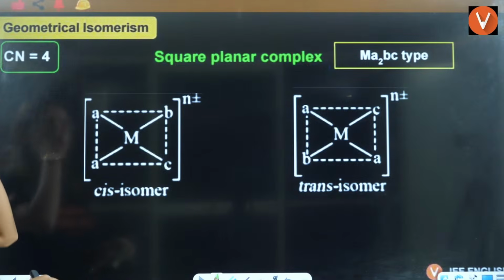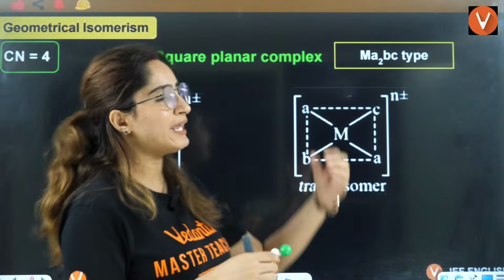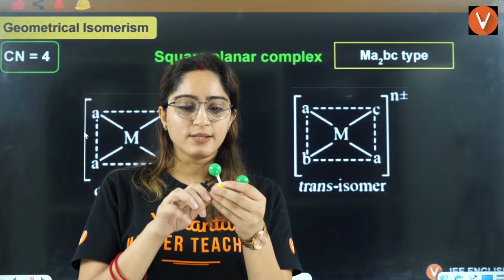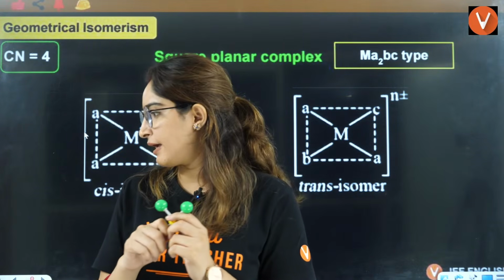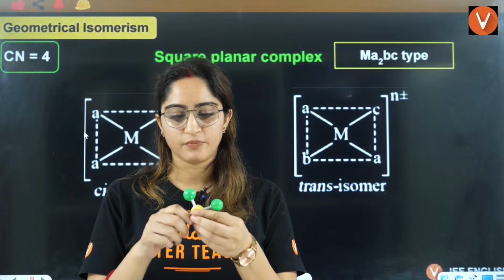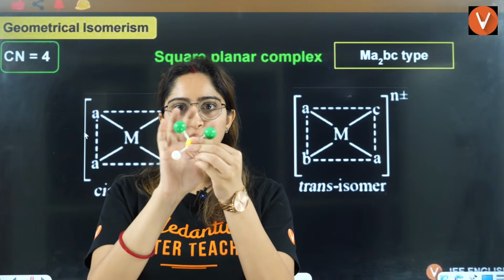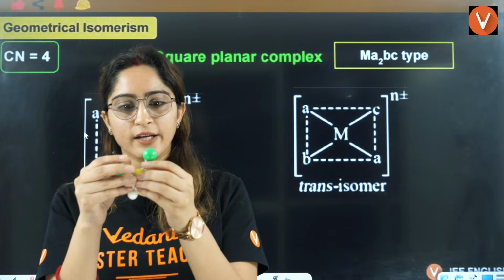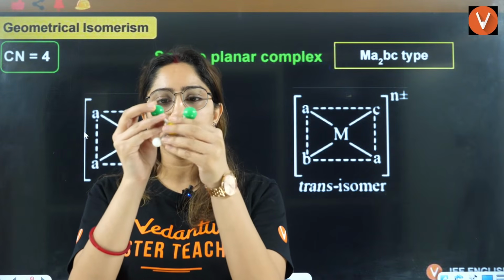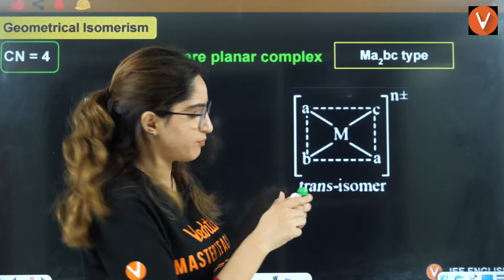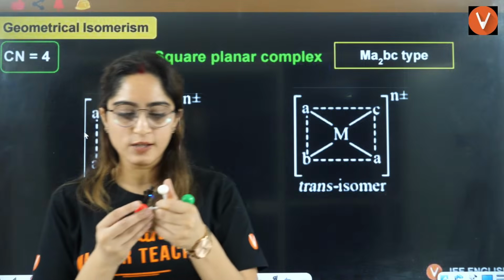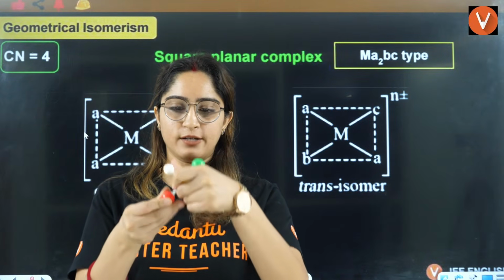Next possibility is, let's talk about MA2BC. So here we are saying that you have MA2, 2A you have here, and you have B and C. So there is some C atom also here. So I need to draw some C atom also here. I am drawing that. Okay.